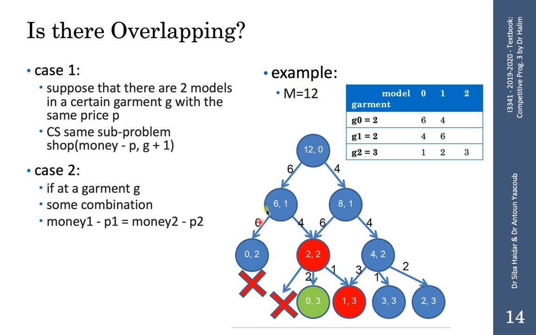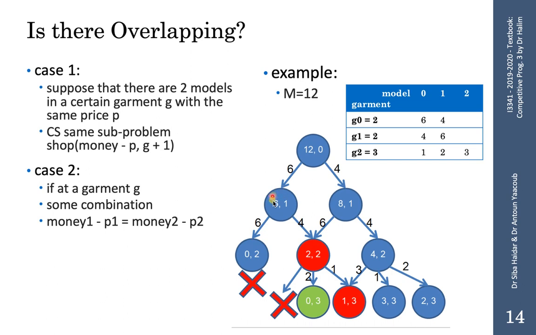Suppose this is a graph. This is the graph of states, because in every state the first parameter is the money you have left to spend now, and the second parameter is the garment. So we begin with the initial state, which is 12, 0. You have all the money and you want to buy garment 0. In this state you can go either left or right: either you choose the garment that costs 6 or the garment that costs 4. If you choose the one that costs 6, you still have $6, and now you have to decide on garment 1. If you choose the one that costs $4, you still have $8, which is 12 minus 4, and now you are focusing on garment 1, which is the next.